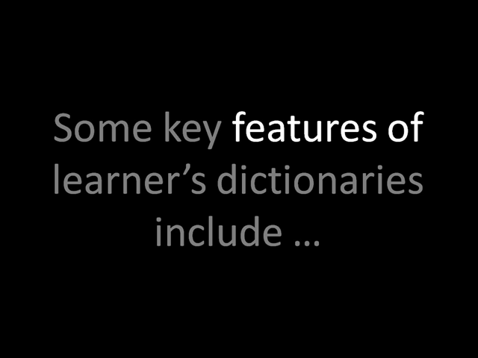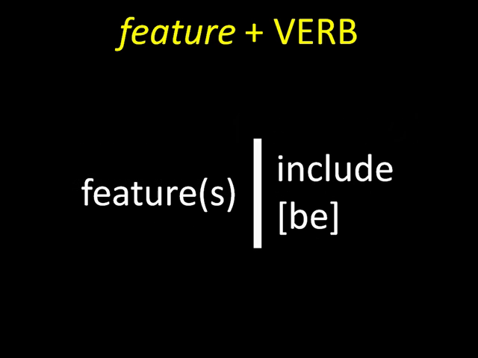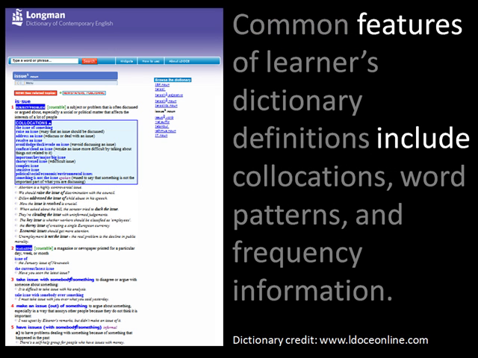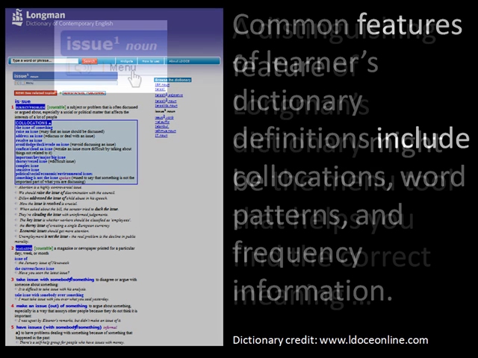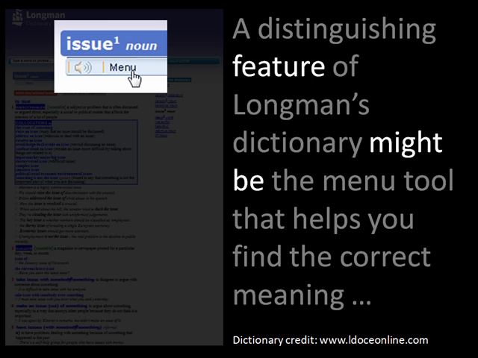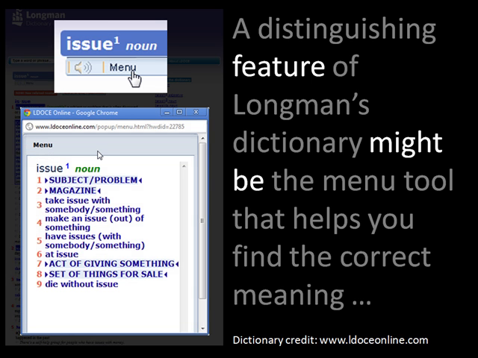Now, are there any verb collocations of feature that we can mention? There are a couple, and actually we've just mentioned them. The most common verb collocations with feature are, in fact, the word include and some form of the verb to be. For example, common features of learners' dictionary definitions include collocations, word patterns, and frequency information. Or we could say, a distinguishing feature of Longman's dictionary might be the menu tool that helps you find the correct meaning when a word has a large number of meanings. Yes, that menu tool is very helpful.